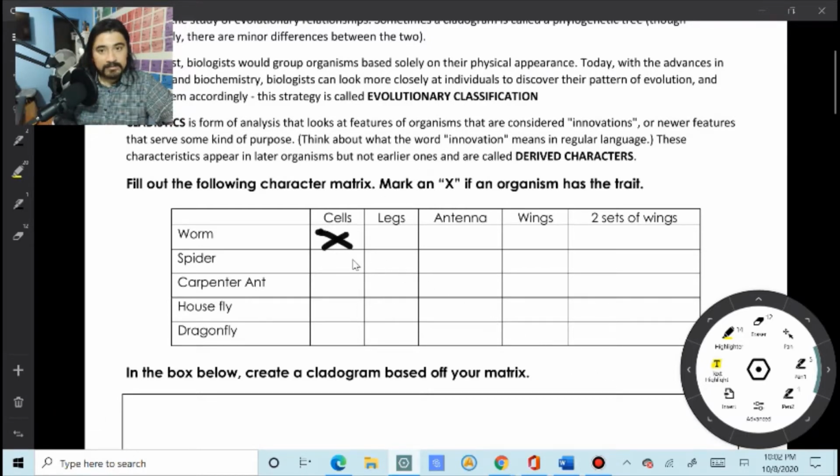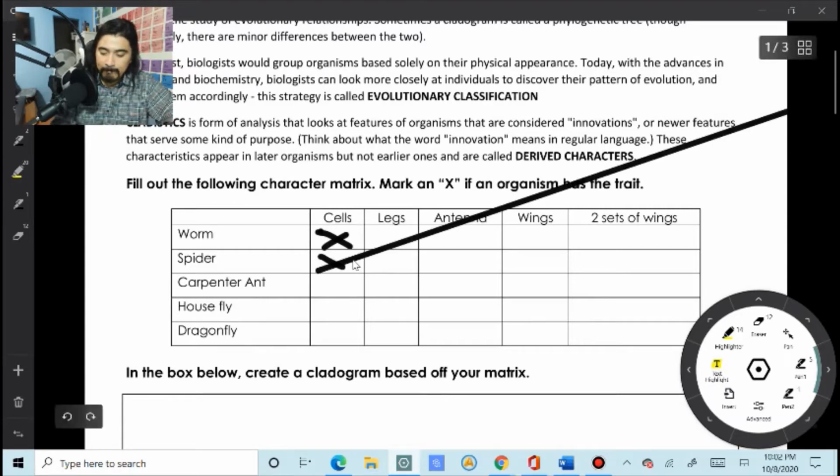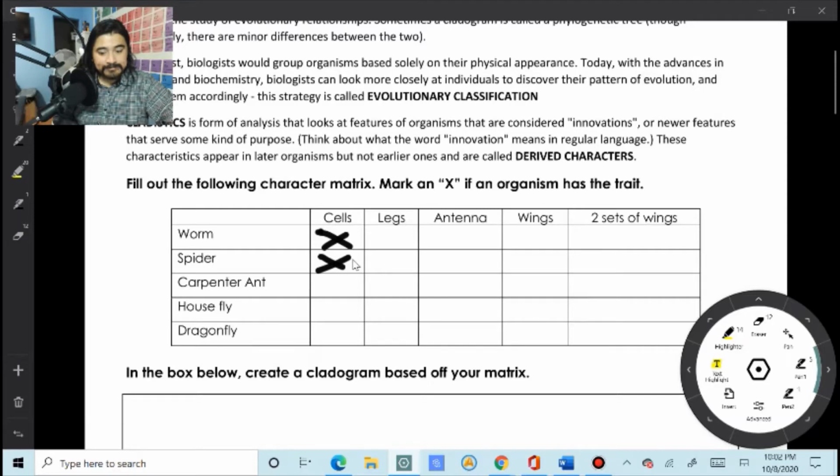All right, spiders, do they have cells? Pause. Spiders in fact do have cells. A carpenter ant. Pause. Yes, carpenter ants do in fact have cells as well. A housefly. Pause. Yes, houseflies do indeed have cells as well. And a dragonfly. Pause. Yes, dragonflies do have cells.